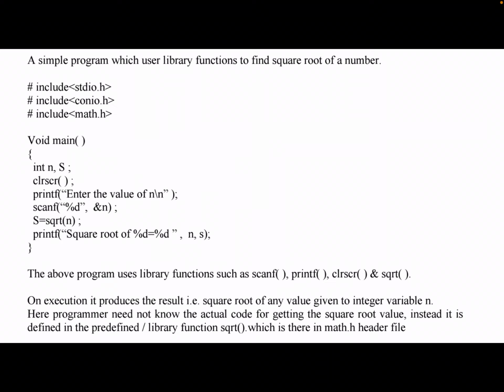can be used. On execution, it produces the result, that is the square root of any value given to the integer variable n. So here the programmer need not know the actual code for getting the square root of a value. Instead, it is defined in the predefined library function, that is the sqrt function, which is available in the header file, that is math.h.